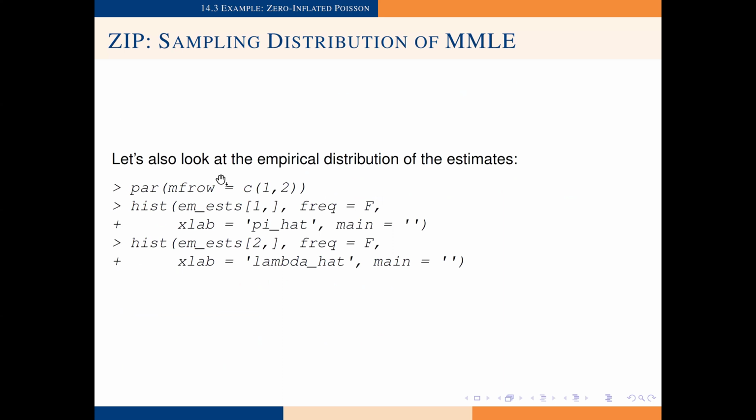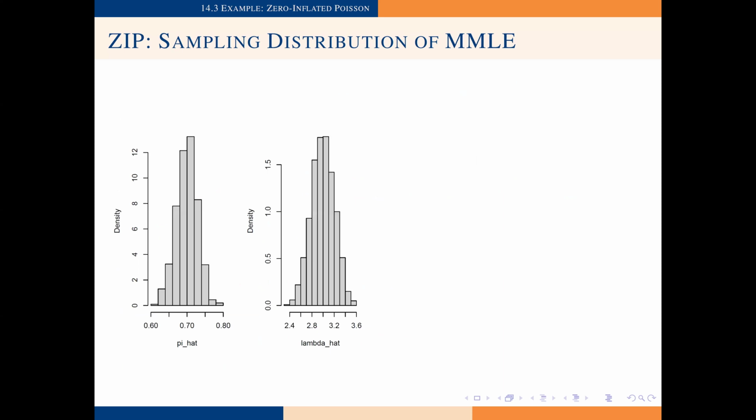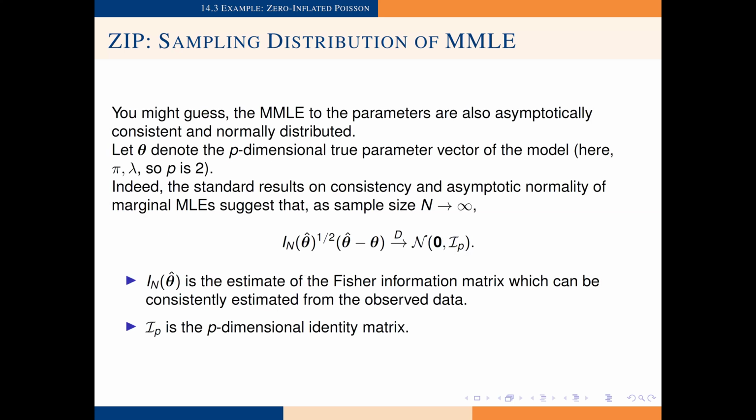What we can also do is to look at the empirical distribution of the estimates across the 1,000 replications. This can be done by just looking at the histogram of the first and second rows of EMs, which are essentially the pi hats and lambda hats across the 1,000 iterations. The left plot gives the histogram of the pi hats. The right plot gives the histogram of the lambda hats. Something you notice, first, they're all centered around the true values. That's good. The other thing is that they approximately follow some sort of symmetric, bell-shaped distribution, which you might guess is a normal distribution.